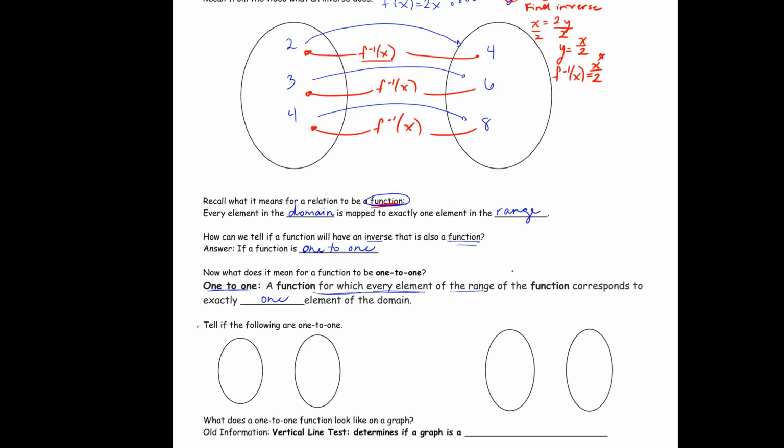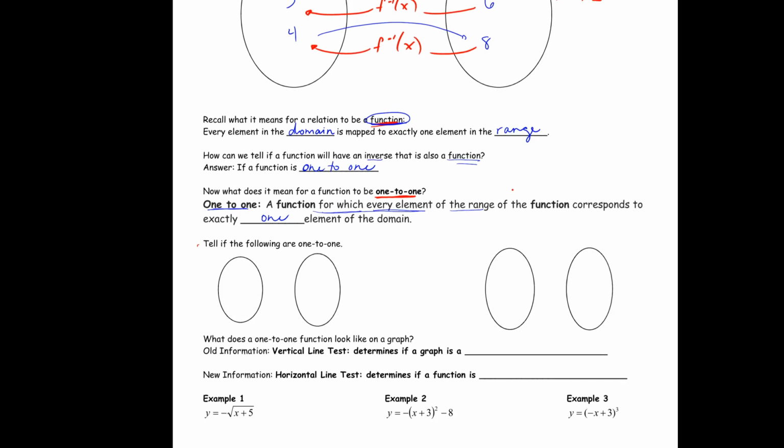So again, you're going to hear this terminology as we start working with inverses, this one-to-one. What it means is if a function is one-to-one, then it will also have an inverse function. So let's take a look at what it would mean to be one-to-one. So tell if the following are one-to-one, and I'm going to have you write in these numbers. So first of all, I'm going to wait till everyone's done writing down that definition.